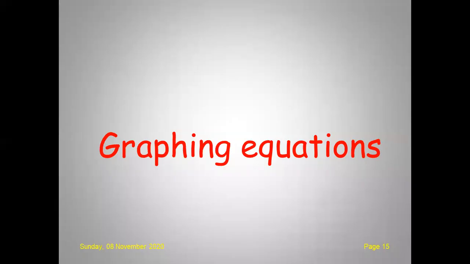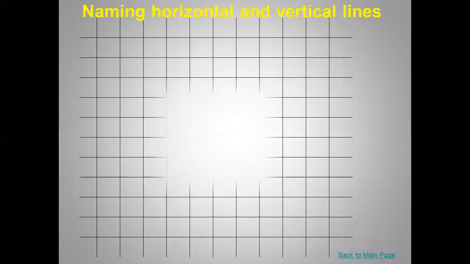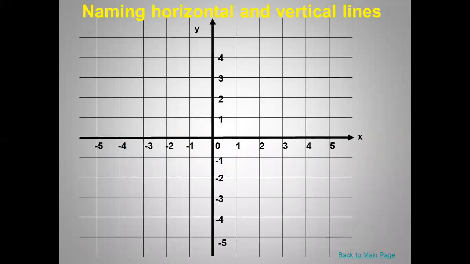Okay? We took our revision. Let's apply it to graphing equations. If I have horizontal and vertical lines, x and y, I have here a line that is drawn and cuts the y-axis at -2. So this line has a name, which is called y equals -2.